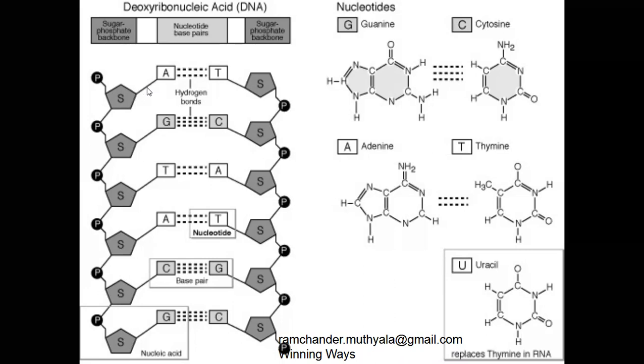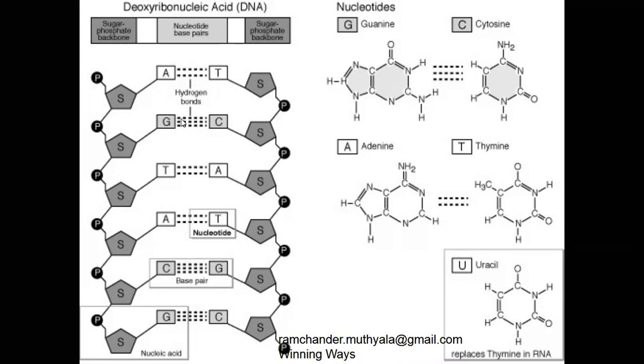The glycosidic bonds are again divided into two types: the C1N9 glycosidic bond and the C1N1 glycosidic bond. C1N9 means if the sugar molecules are connected with the purines, the glycosidic bond is called the C1N9 glycosidic bond. If the sugar molecules are connected with pyrimidines, the glycosidic bond is called the C1N1 glycosidic bond.